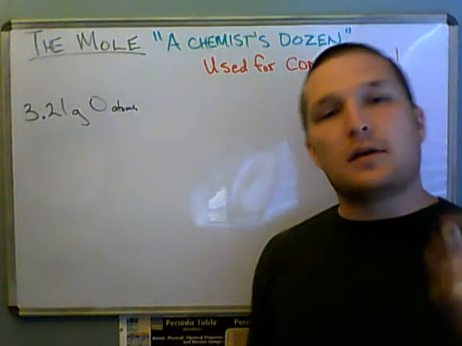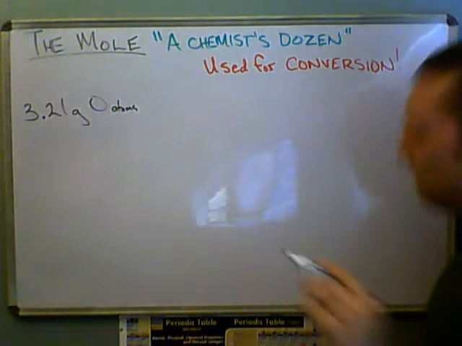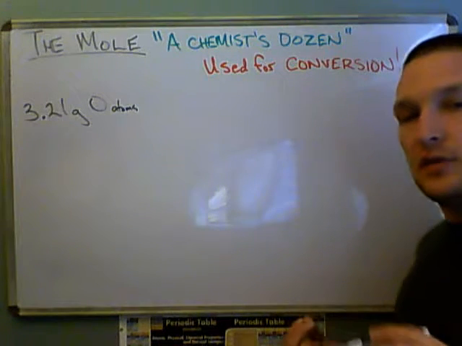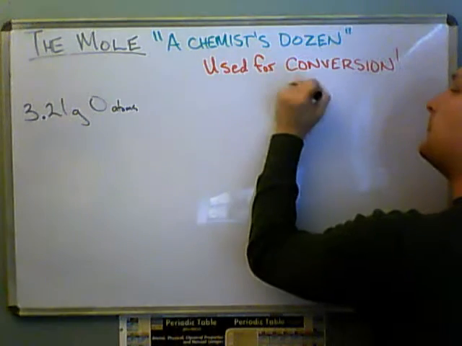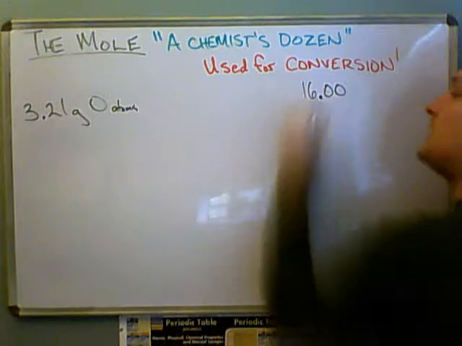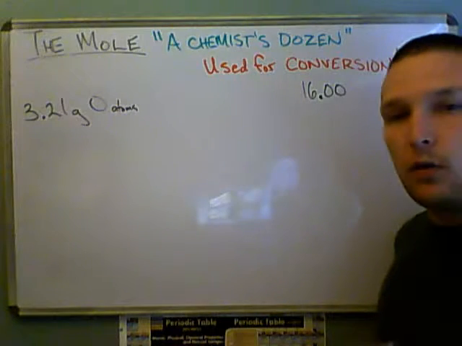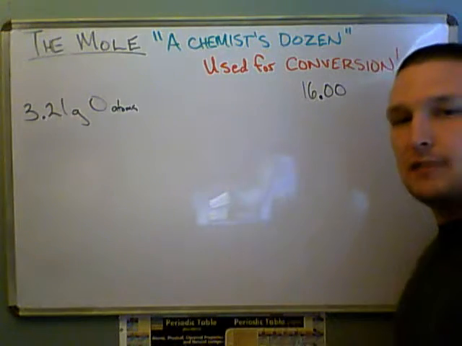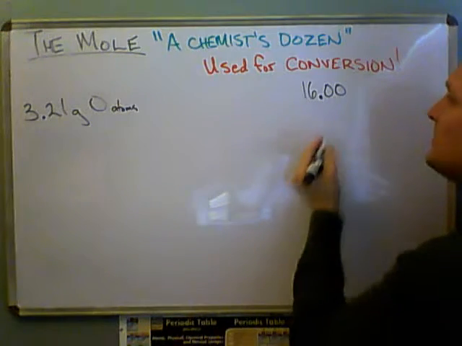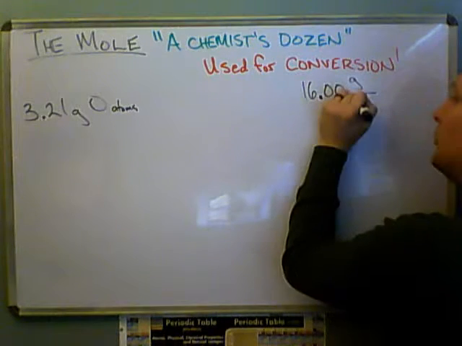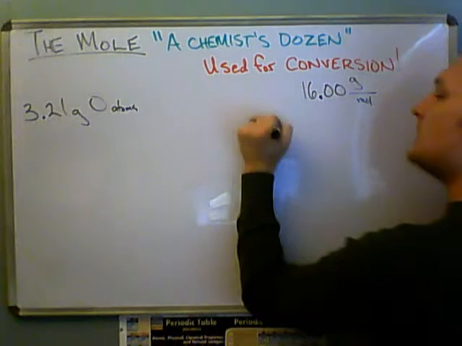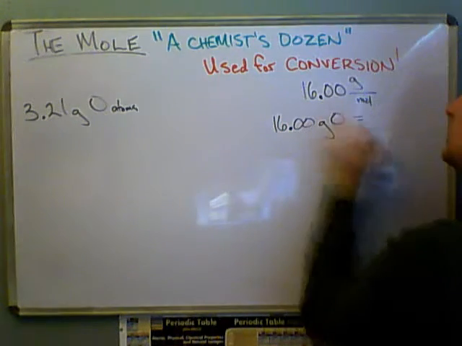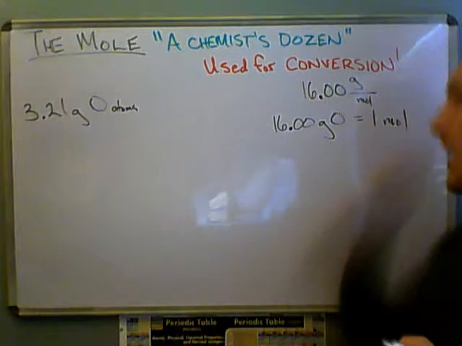Well, this is where the mole comes in handy. Because remember, I said that if you look at that number on the periodic table, if you look at oxygen, it's going to say 16.00. Now, your periodic table might say 15.9994, and it's just more significant figures, which is better. But I'm just going to simplify it and say 16.00. Now, this is a conversion ratio. This means grams per mole. So we can think of this as 16.00 grams of oxygen equals 1 mole of oxygen.